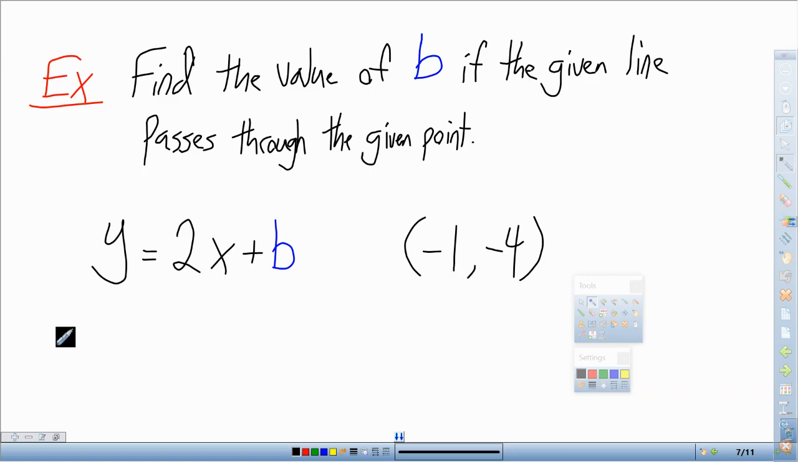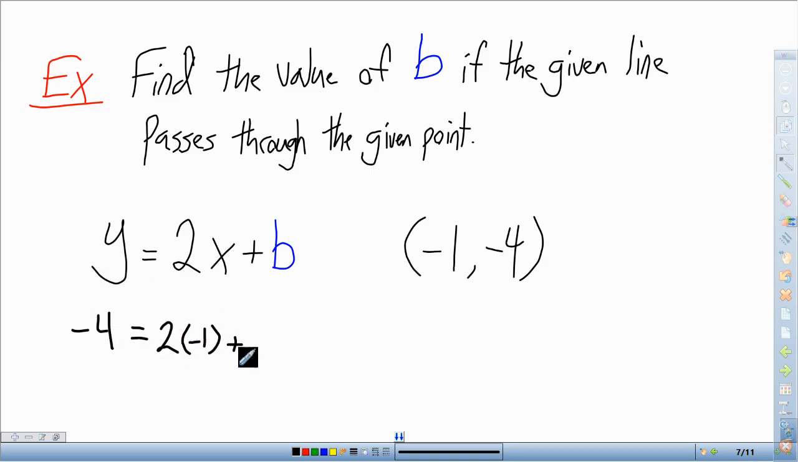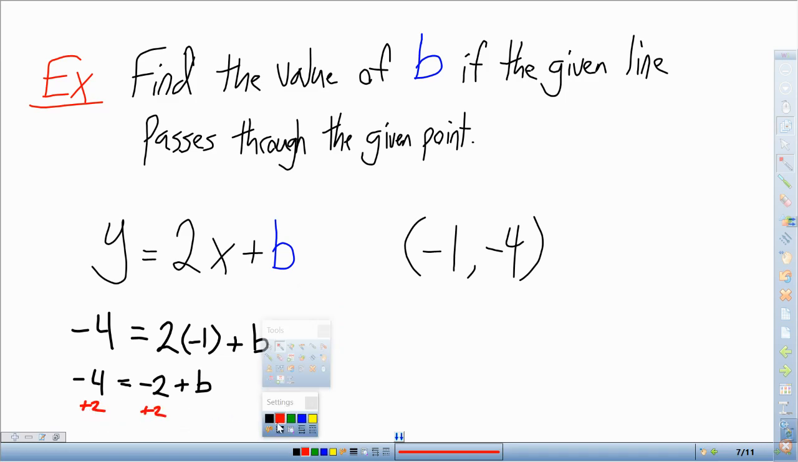My y value is a negative 4. Be careful. It'd be really tempting to plug in that negative 1 because it's the first thing you see. Equals 2 times x, which is a negative 1, plus b. That's what I'm solving. So we got negative 4 equals negative 2 plus b. Even easier than the last problem, solving for b, we're going to add 2 to both sides. Looks like we're getting negative 2 equals b. I'm going to flip it around and get b equals negative 2.